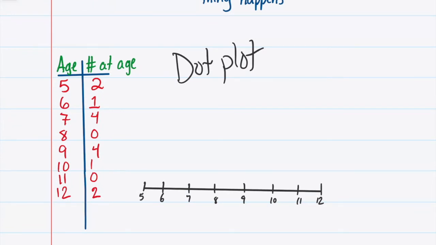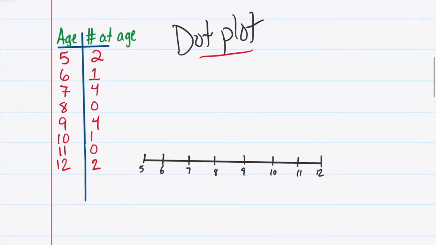Now, to make it even better for us to see which one shows up more frequently, we can do what is called a dot plot. I know you guys have seen this in middle school and maybe even elementary, but we're going to write a number line basically talking about the ages. At 5, how many did you see there? There was 2 of them, so we're going to do 2 dots. This is why it's called a dot plot.